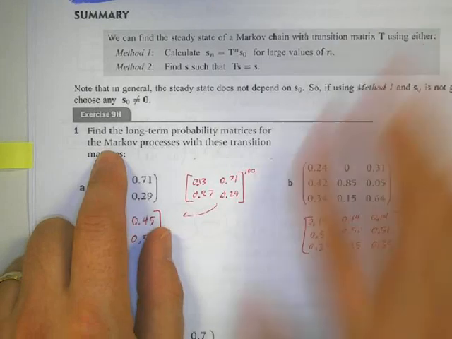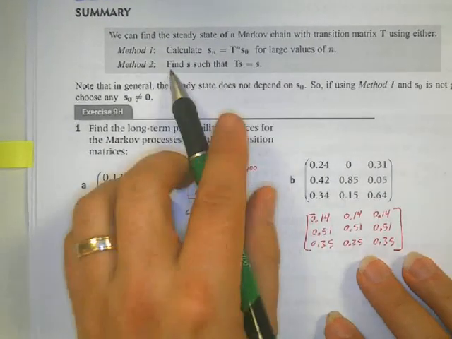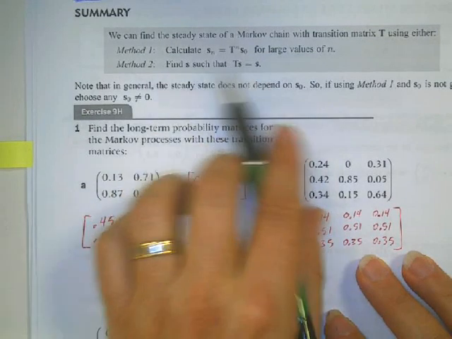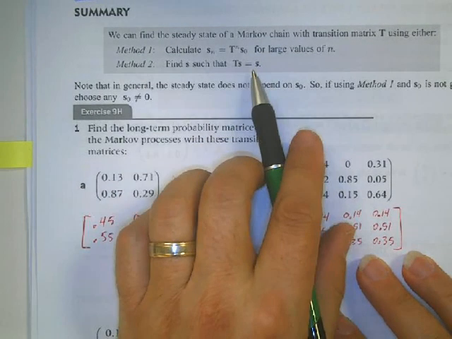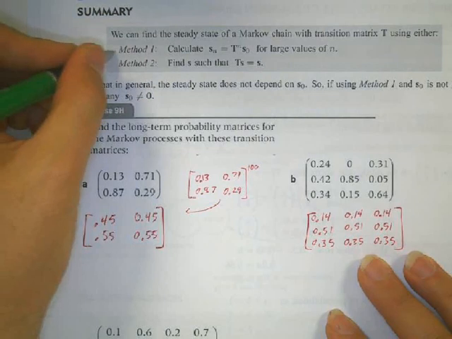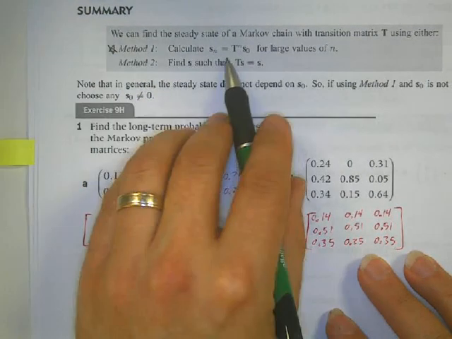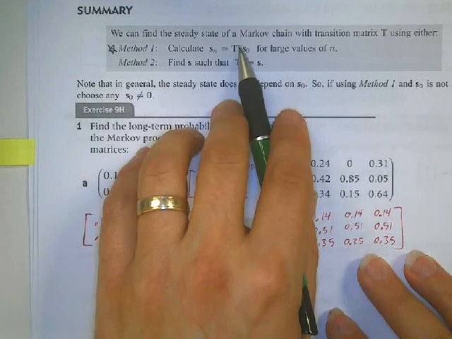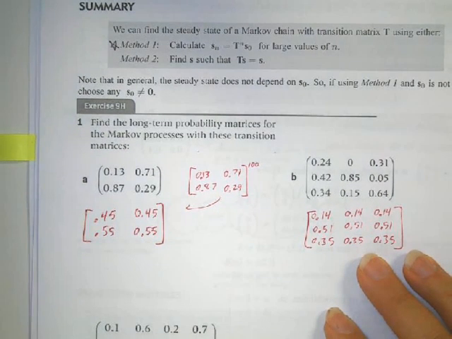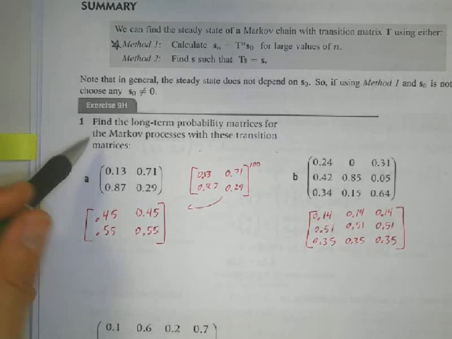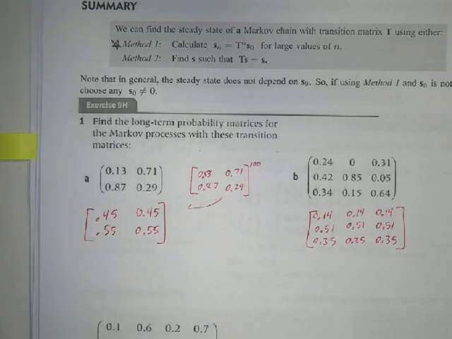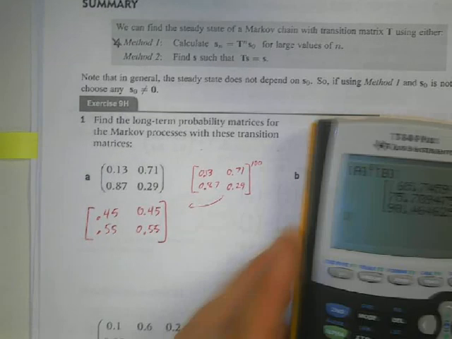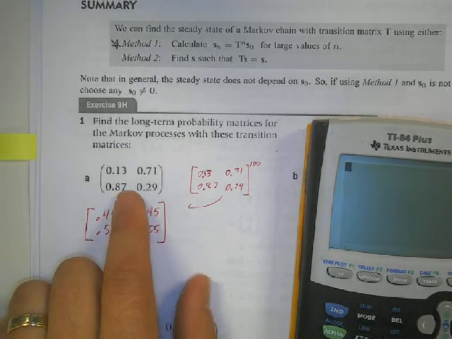So like I said, this other way, method 2, is using some algebra, but I think the best way is to use method 1, where you just use your calculator and find a power of n that's very large. So here's a matrix. Find the long-term probability matrix for the Markov process here. So let's just do this for example.